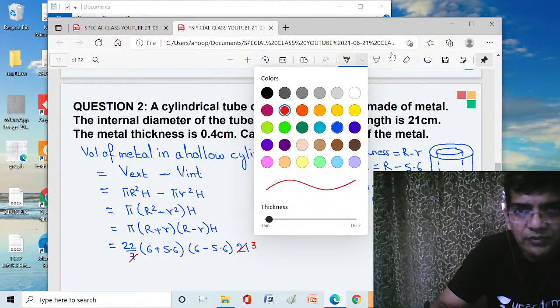So one question I have explained to you based on a solid cylinder, and the second question I have explained to you based on the hollow cylinder. Okay, let's move on to the next.